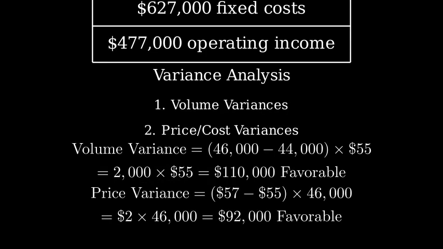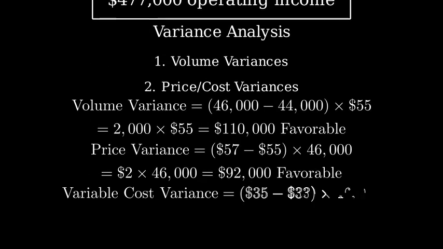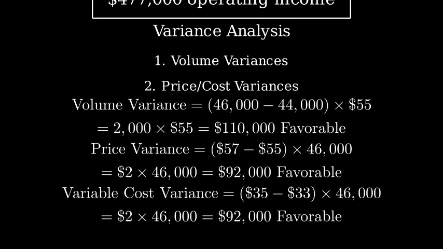The actual selling price was $57 compared to the budgeted $55. This $2 increase over 46,000 units resulted in a favorable price variance of $92,000. For variable costs, the actual cost was $33 per unit versus the budgeted $35. This $2 savings over 46,000 units created a favorable variance of $92,000.